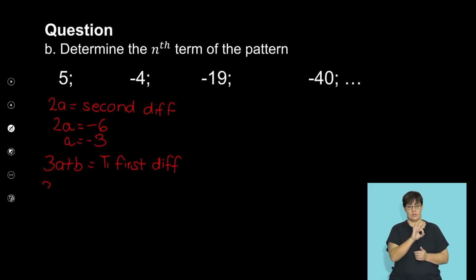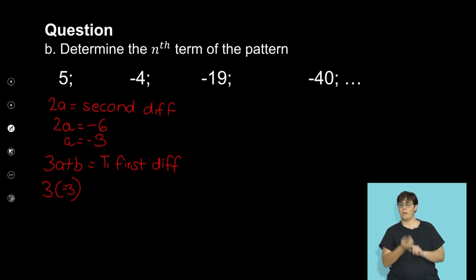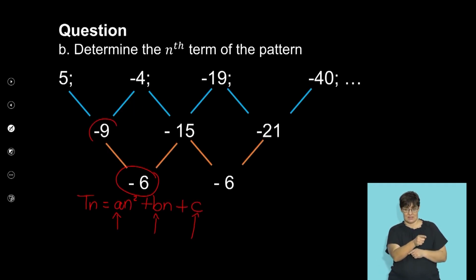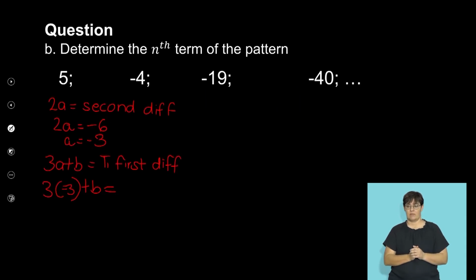I can immediately substitute in negative 3 for A because I've actually found that value. But now, in order to find B, I need the first term of the first differences, and that is negative 9. So I'm going to have 3 times negative 3 plus B is equal to negative 9. So this is going to be negative 9 plus B is equal to negative 9. If I carry my negative 9 from the left to the right, I will actually see that B is equal to 0.